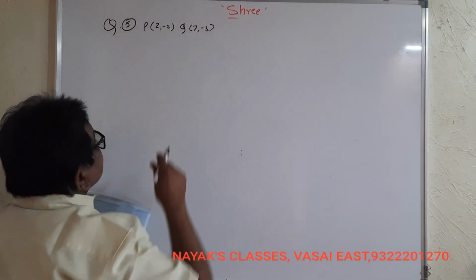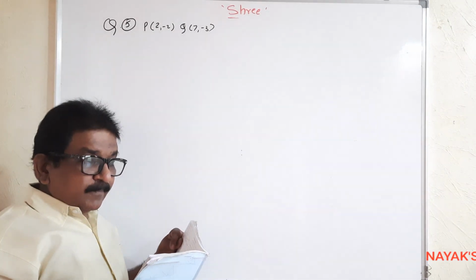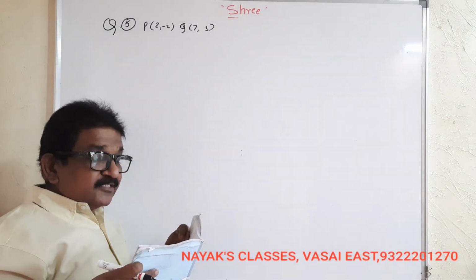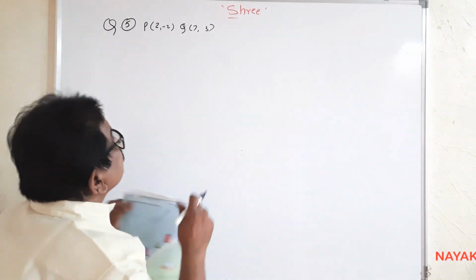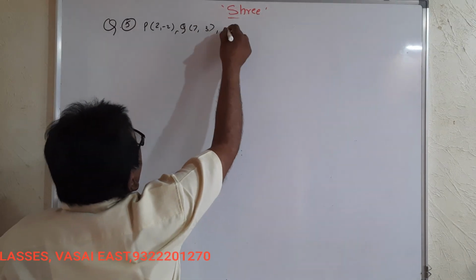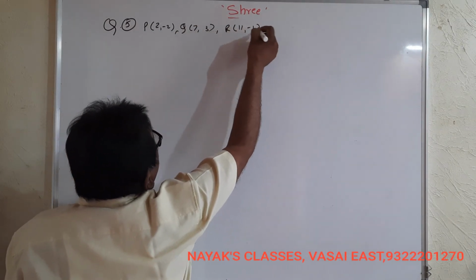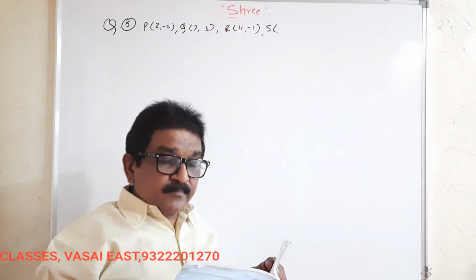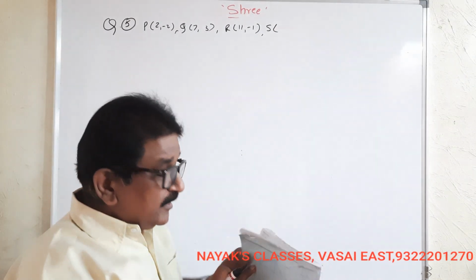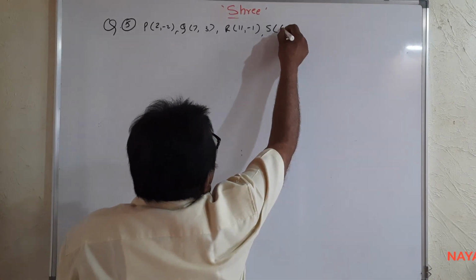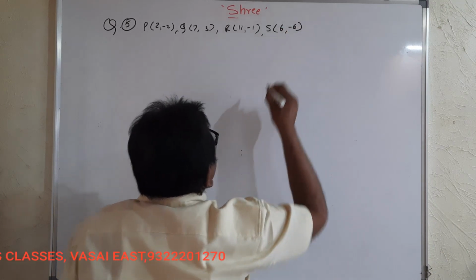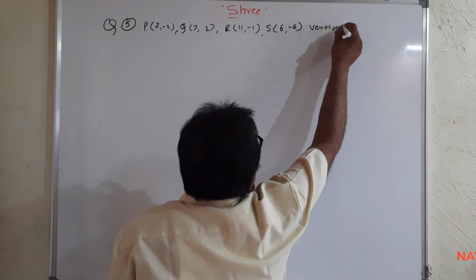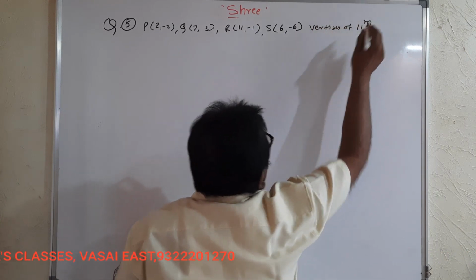Q is 7, minus 3. No, 3 plus 3. Next is R: 11, minus 1. R is 11, minus 1, and S is 6, minus 6. Show that these are vertices of a parallelogram. Okay.